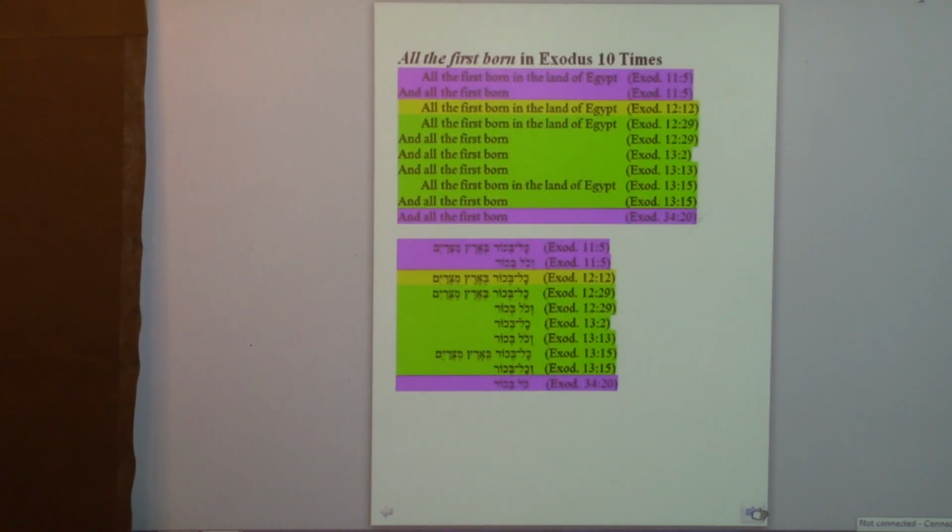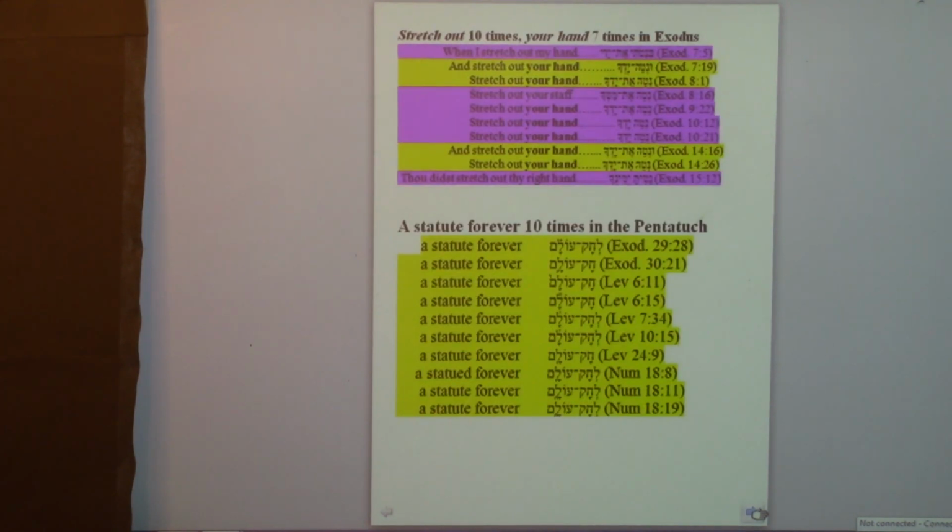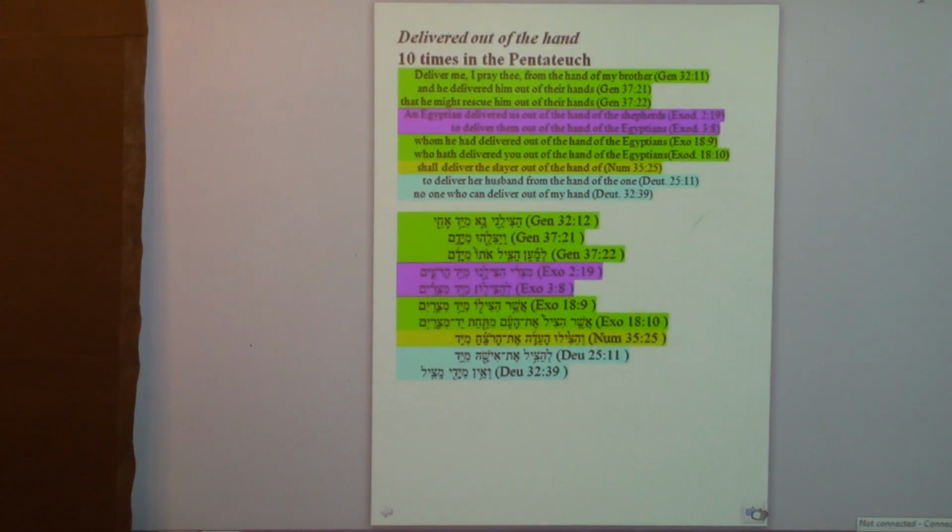All the firstborn in Egypt, I should say all the firstborn in Exodus, here it is exactly 10 times. That phrase, all the firstborn, 10 times. Stretch out, 10 times, and then your hand, 7 times. So we get stretch out, and then stretch out your hand, all combined. And underneath that it says a statute forever, 10 times. In the Pentateuch we have 2 of them, the same example.